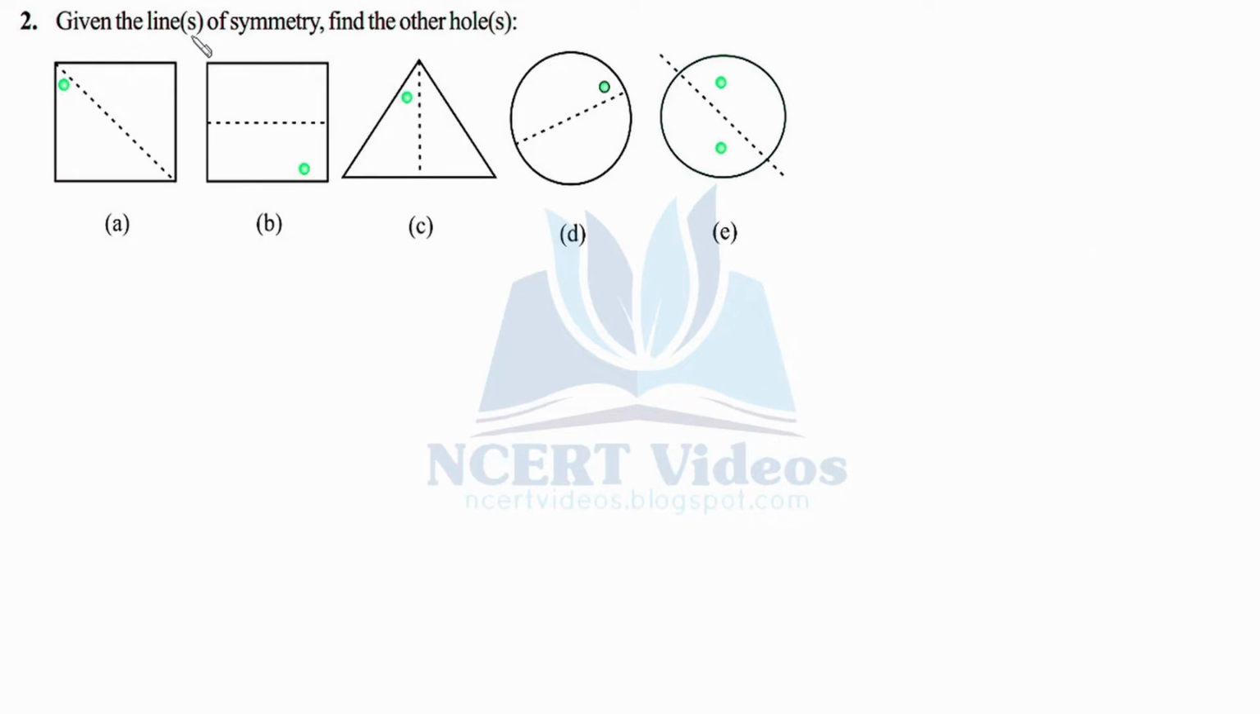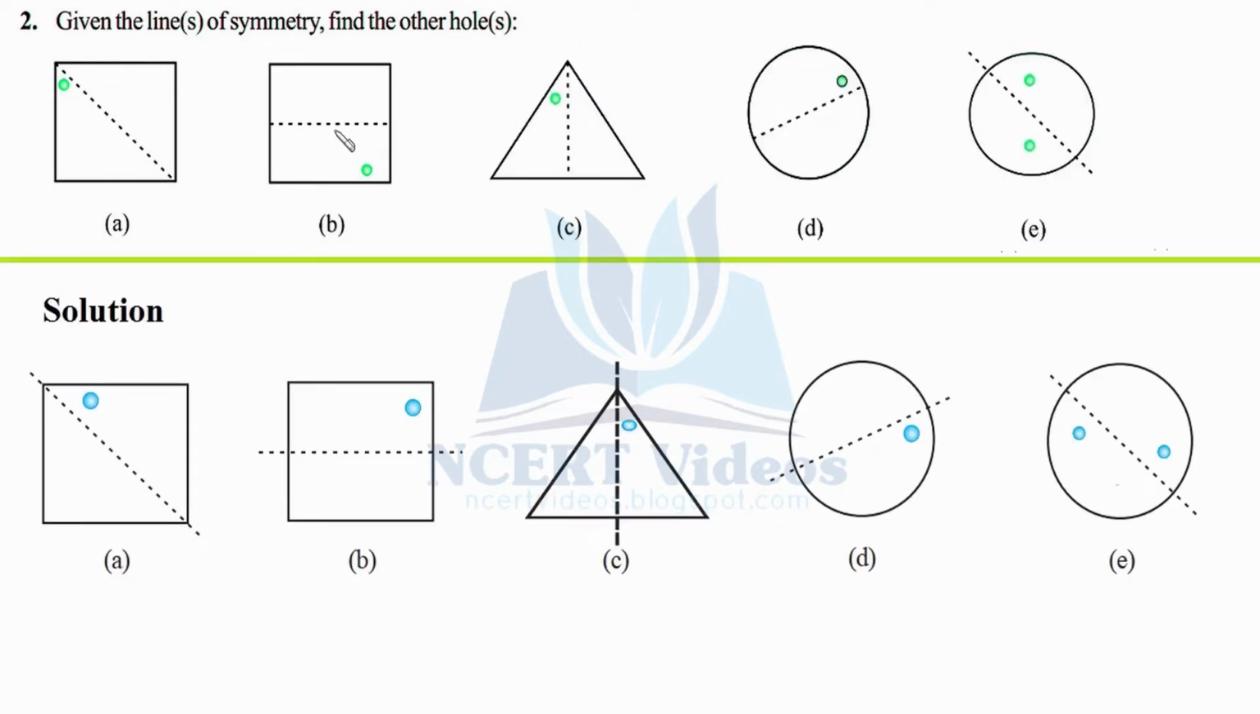Second, given the lines of symmetry, find the other holes. Here we are given punched holes in these figures, and these are axes of symmetry or lines of symmetry, whatever you want to call them, and you have to find the other holes that these lines of symmetry will create. Or in other terms, if you place a mirror on these lines, then what will be the image formed? That is, where will the other holes on that image be. So the first one is simple.